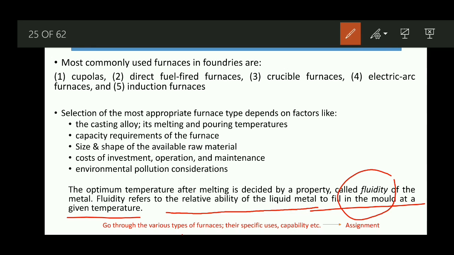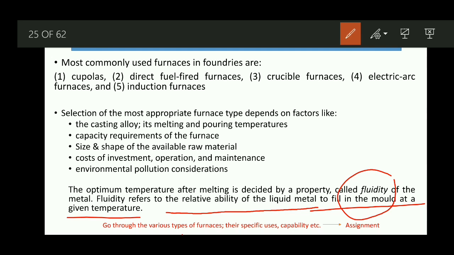And if the fluidity of the molten metal is very low, then depending on the fluidity level, the molten metal may even get solidified before it reaches all the nooks and corners of the mold cavity. So this is one of the very important characteristics of the molten metal. What is the fluidity that we have achieved?